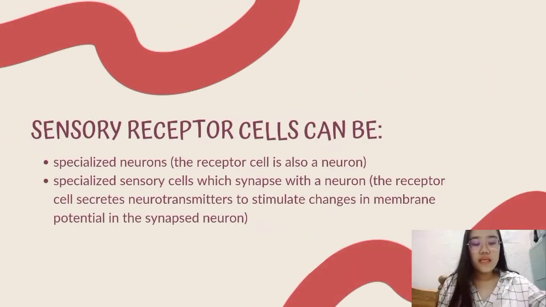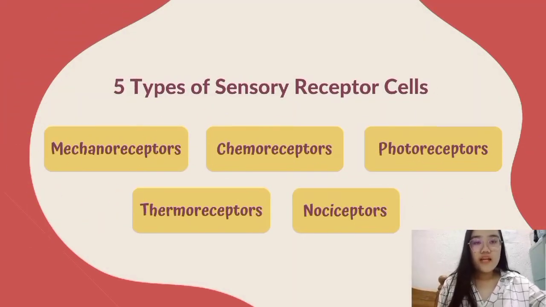Sensory receptor cells can be specialized neurons, or the receptor cell is also a neuron. Specialized sensory cells which synapse with a neuron. The receptor cell secretes neurotransmitters to stimulate changes in membrane potential in the synapse neuron. Different sensory receptor cells are specialized for different types of stimuli and are categorized by the type of stimulus they detect. Here are some examples of sensory receptor cells.